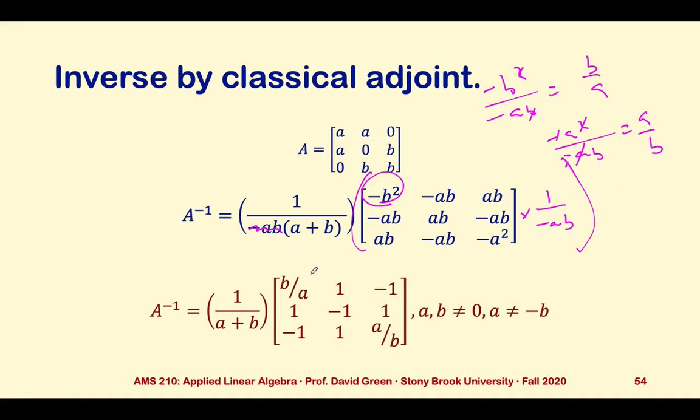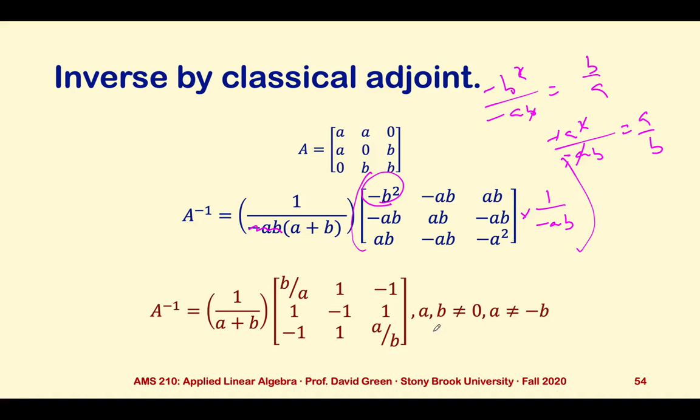So B over A in the upper left corner, A over B in the lower right corner, negative 1s on the diagonal and 1s in the other places, and then a simple scaling factor of 1 over A plus B. Once again, we remember that A and B can't be equal to 0, and A can't equal negative B.